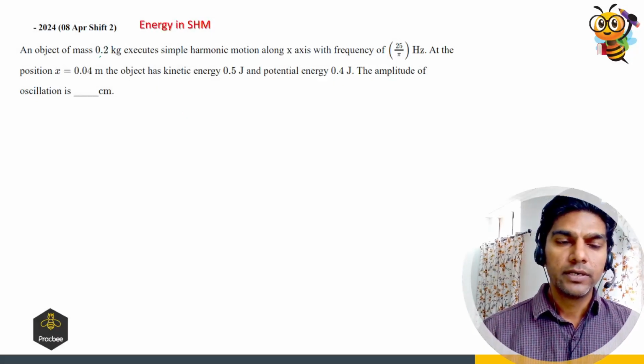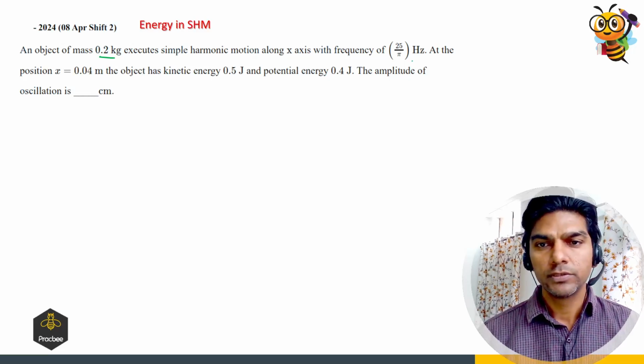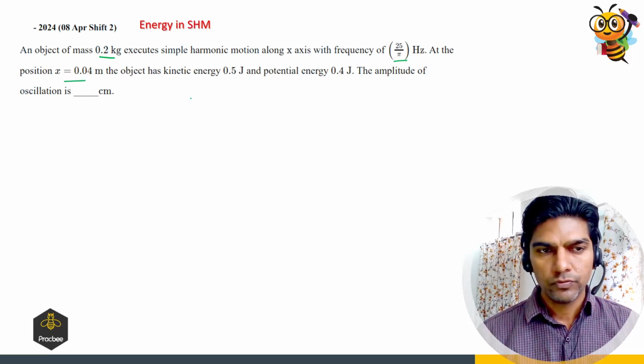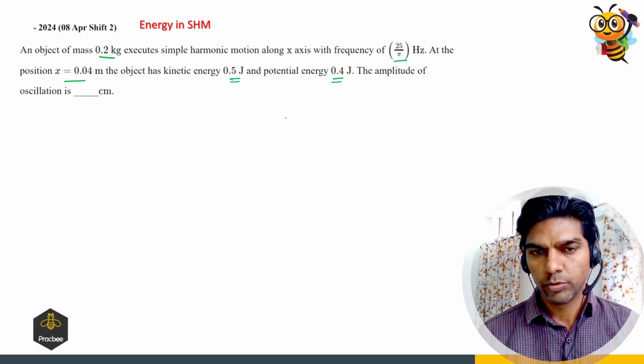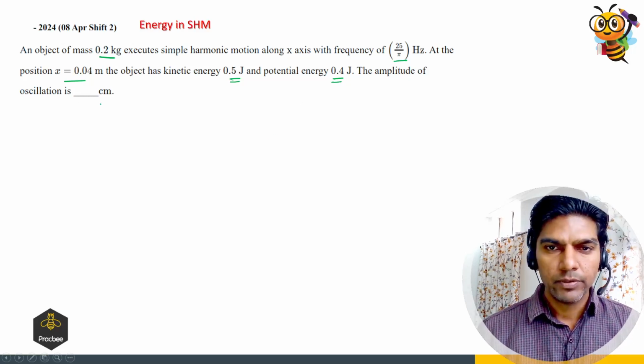An object of mass 0.2 kilograms executes simple harmonic motion along the x-axis with a frequency of 25 by pi hertz. At the position x equals 0.04 meters, the object has a kinetic energy of 0.5 joules and the potential energy is 0.4 joules. Find the amplitude of the oscillation. So we have to find the amplitude.